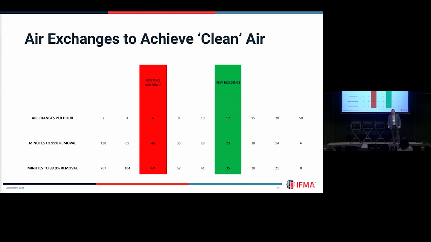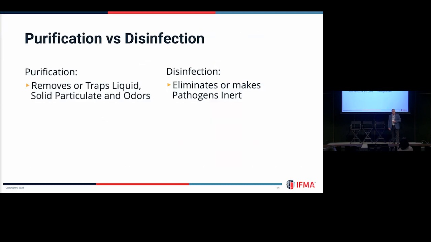The red line is older buildings and what they need. They need at least 6 air changes per hour. Or, my eyes are really bad, 40 air changes an hour to have 99% pathogen-free air. The green line is what new buildings have to have, a minimum of 12 air exchanges per hour. So that means bigger equipment, more maintenance, and how do we get that air pathogen-free?